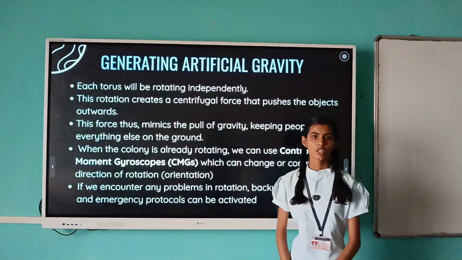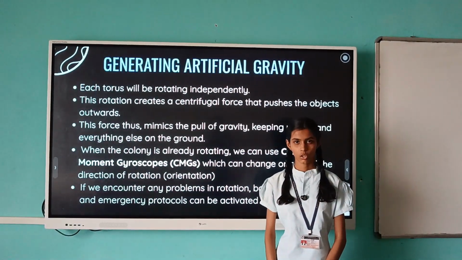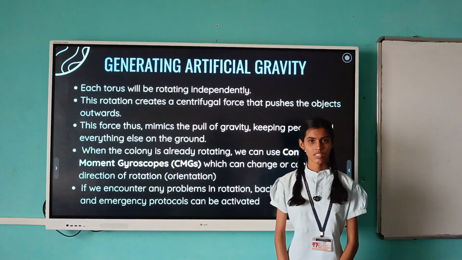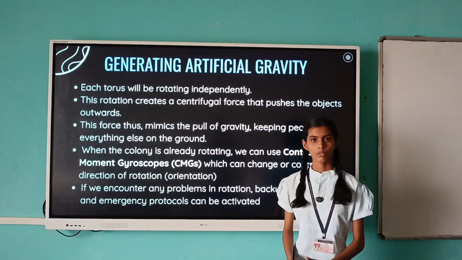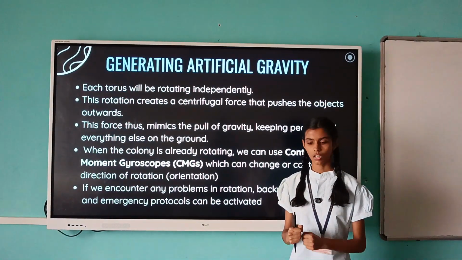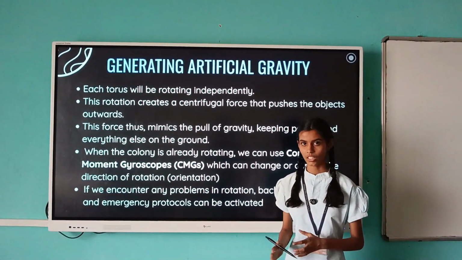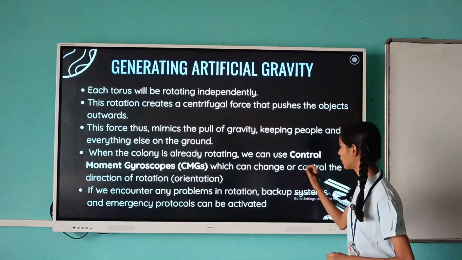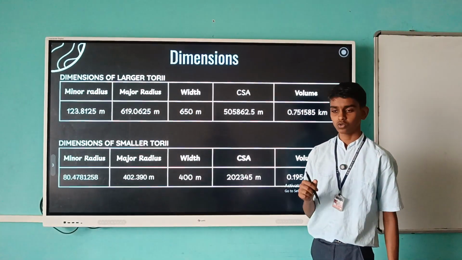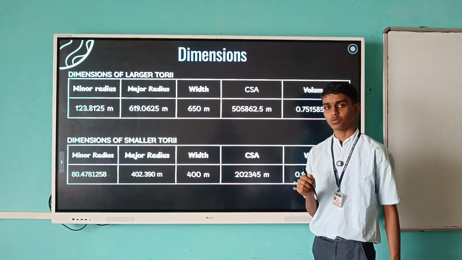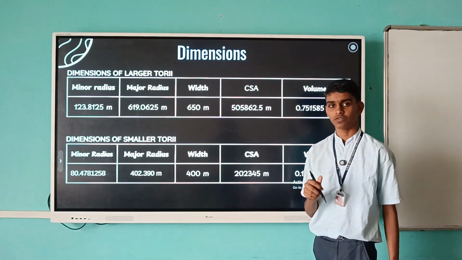Now coming to how we are going to generate artificial gravity inside the colony, we will be rotating the toruses independently. This will create something called centrifugal force. This centrifugal force will pull the objects outwards and mimic the pull of gravity, thus creating artificial gravity inside the colony. Our civilization consists of 4 larger tori and 2 smaller tori. The area of the large tori will be 125 acres and the small tori will be 50 acres.